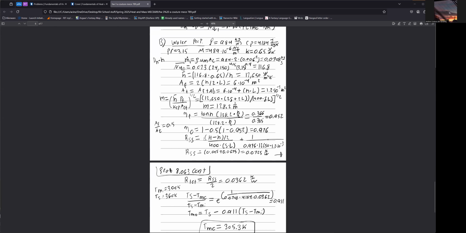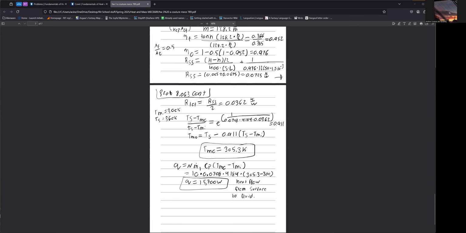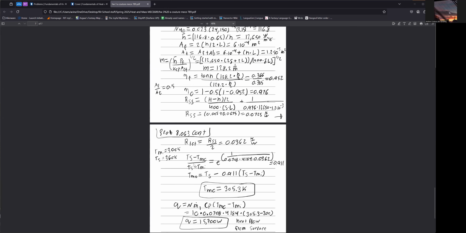Now we have everything we need to calculate RSS, and then it's just plugging in all the numbers, which ends up being 0.005 plus 0.0675, which is 0.0725 Kelvin per watt for the heat resistance. Now to get the total resistance of the entire fin set, just divide RSS by 2, which is 0.0362.